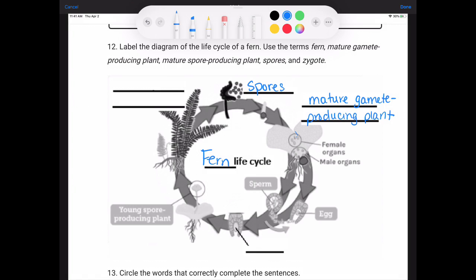And the plant has both female and male parts. And so the sperm fertilizes the egg, and now we have a zygote. A young spore-producing plant is produced, and then it creates a mature spore-producing plant. So similar to an adult, if we were comparing to our life cycles.